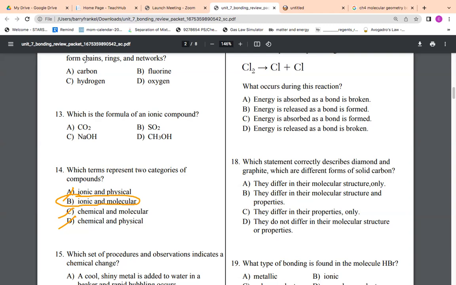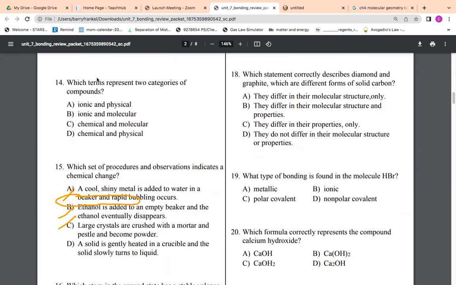Number 15. Oops, let me get rid of all this. Which set of procedures and observations indicates a chemical change? Remember that there are certain indicators that we're going to be looking for to demonstrate that a chemical change is occurring. Again, in a chemical change, a new substance is being formed. Choice A: a cool shiny metal is added to water in a beaker and rapid bubbling occurs. If you see bubbling, this is gas formation. This is a clear indicator of a chemical change. So we're going to want to go with A.